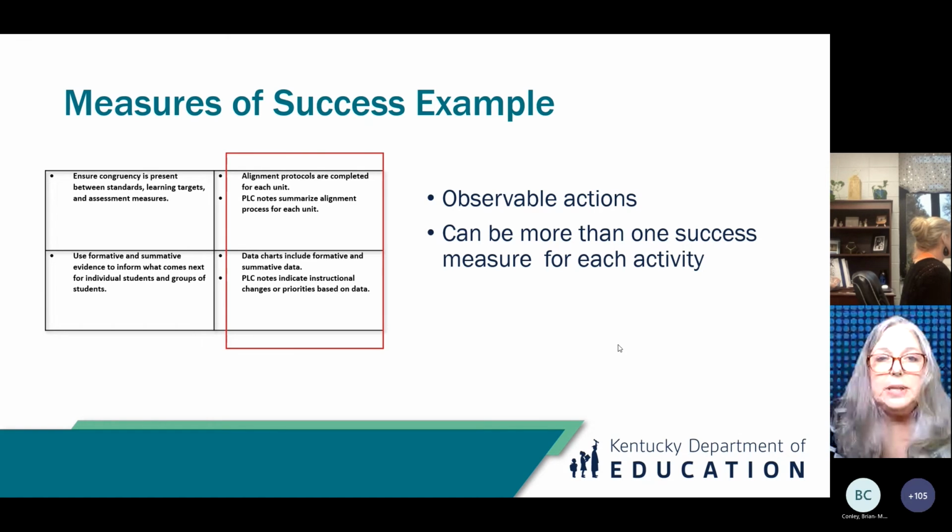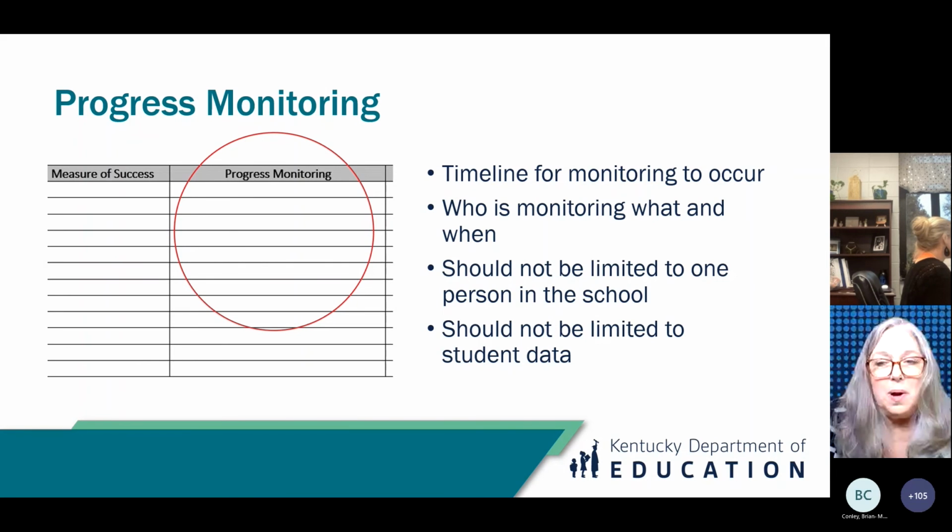It's going to be different from our next slide, which is progress monitoring. And this is one of my favorites. So when you think about progress monitoring, we have this plan in place. What is my timeline to measure what is going on? Who's actually doing the monitoring and when is that occurring? So it should not all fall on the principal's shoulders to be the only person or the assistant principal that is checking each of these pieces. This should be a representation of your staff, of your leadership team, who's going to lead which part and make sure that this is being done.